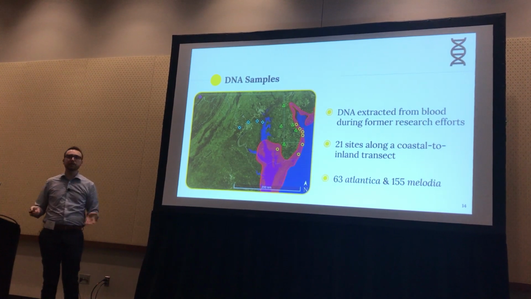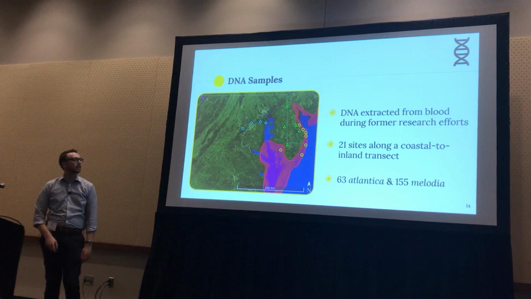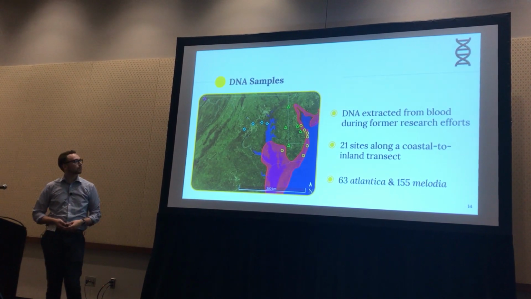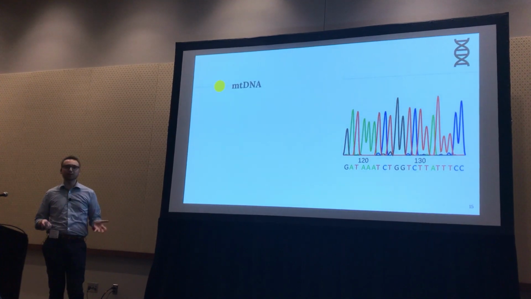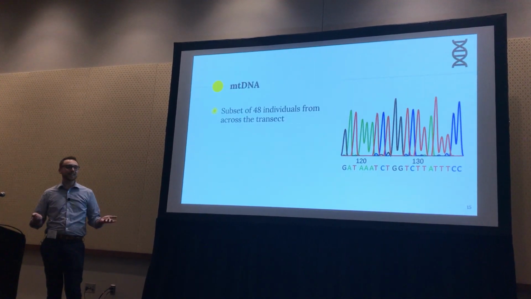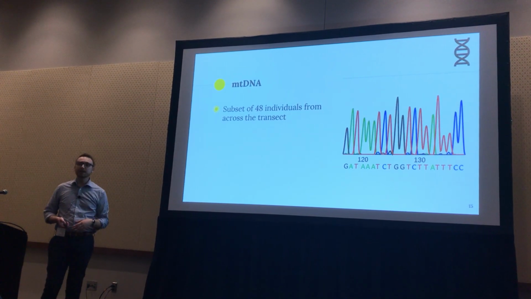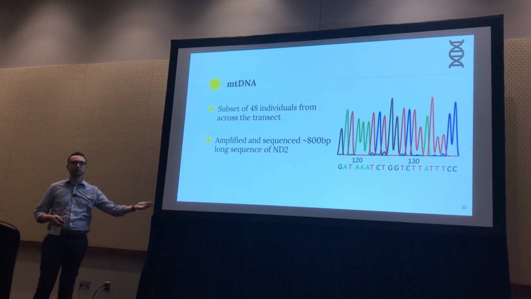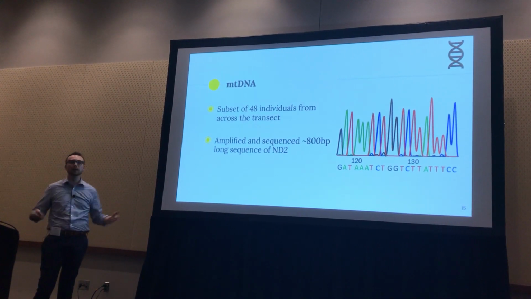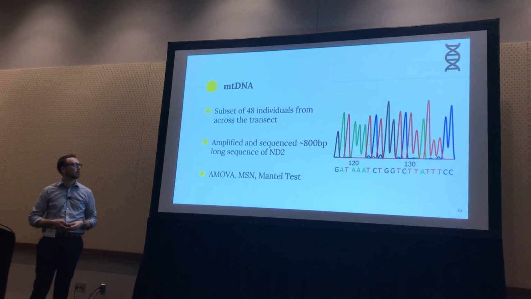And we've got a pretty robust sample size thanks to these former research efforts. We've got 200 and some odd DNA samples that were just sitting in a freezer. So, powerhouse of the cell, we started out with mitochondrial DNA. Just to see what would happen, because why not? So we took a subset of 48 individuals, and we amplified and sequenced the ND2 gene instead of the control region, just because that's already been done on the continental scale, just to see and prove that maybe it's not useful for telling these subspecies apart.